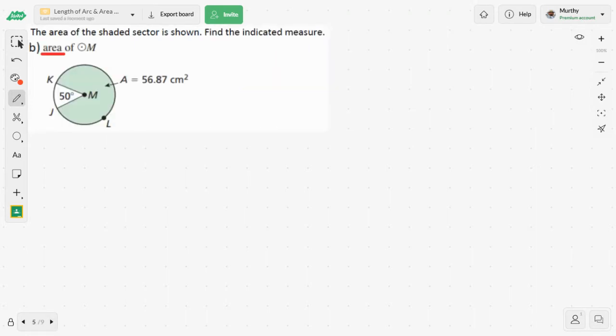The area of a shaded sector is shown. Find the indicated measure: area of circle M. Okay, so here, see that the area of a shaded sector is shown. Let me write the condition. Area of a sector equals central angle over 360 times pi times radius squared.